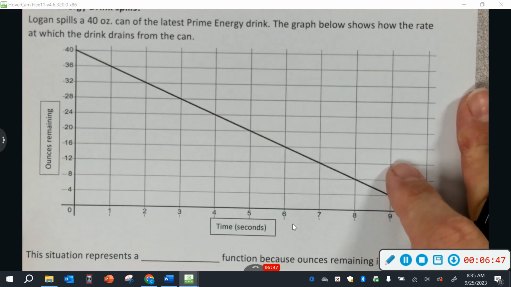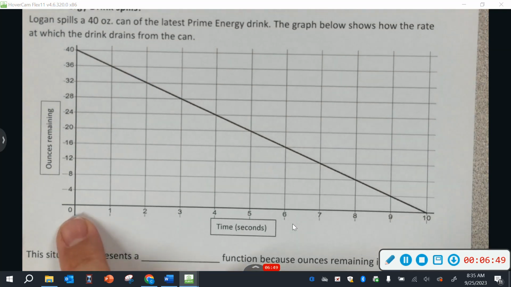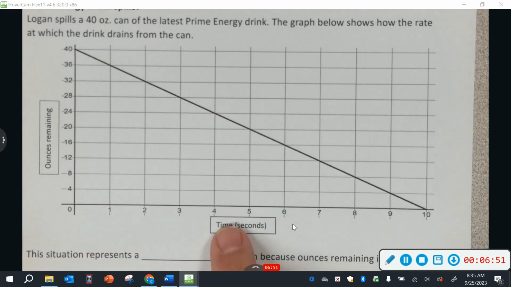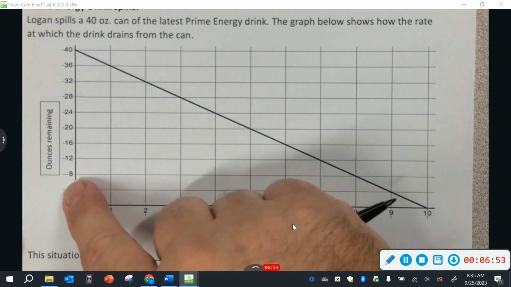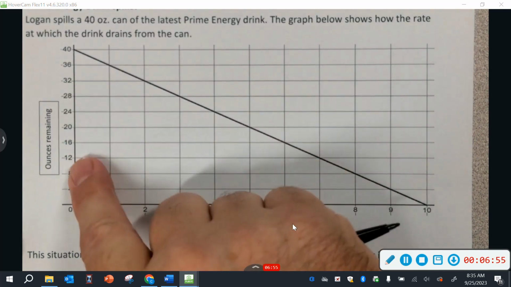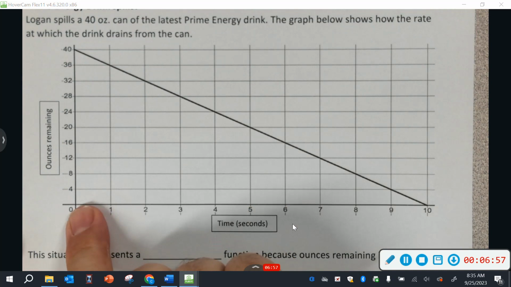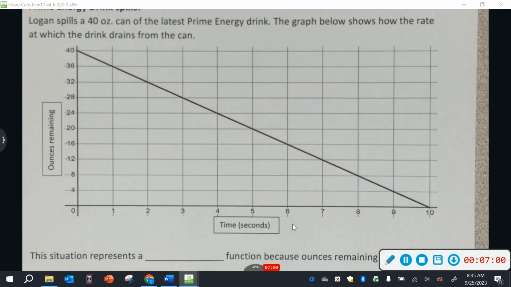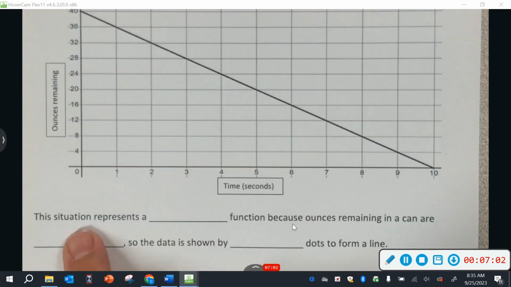Okay. All right, so notice along this is my x-axis. That's going to be my time in seconds. And then this is my y-axis. So that's going to be ounces remaining. Okay. All right, so let's answer our first question here.